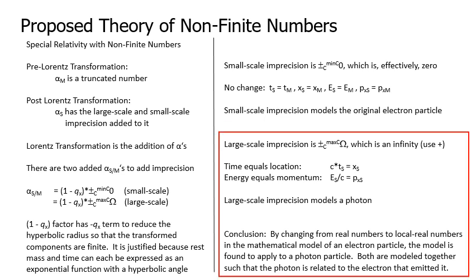Adding the positive large scale imprecision results in energy equals momentum and time equals space location, and therefore models a photon particle. We conclude that by changing our number system from real numbers to local real numbers, what had been a mathematical model of physics for an electron particle is now a mathematical model for a combined electron and photon particle, such that the photon is a projection of the electron that emitted it.